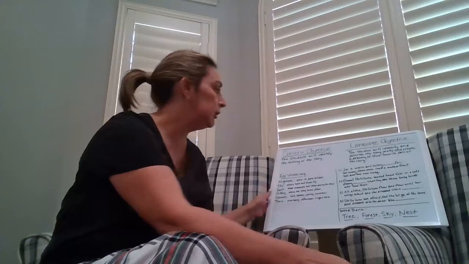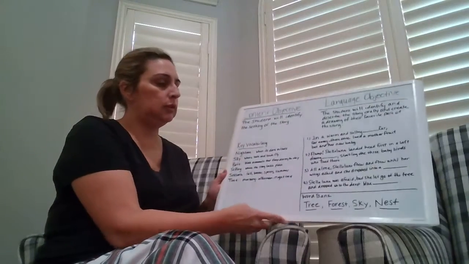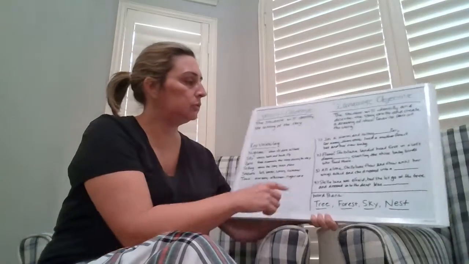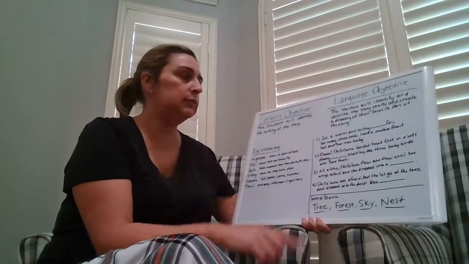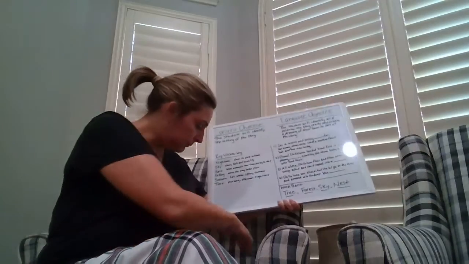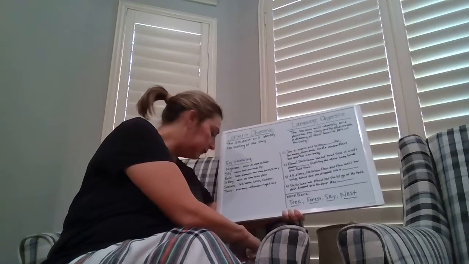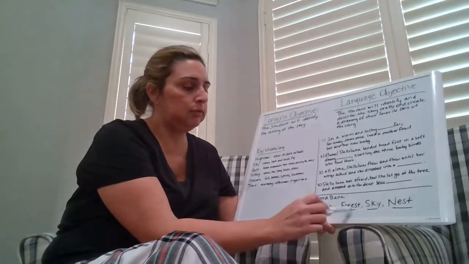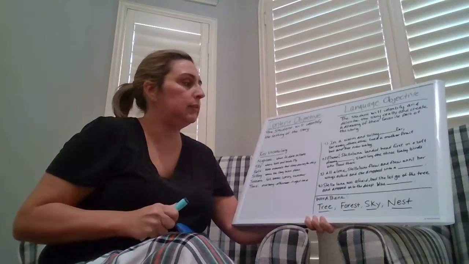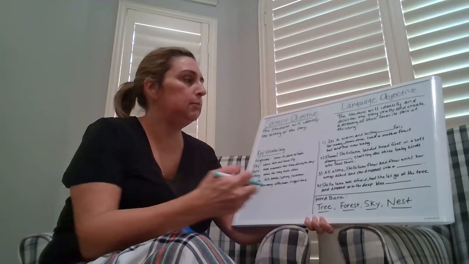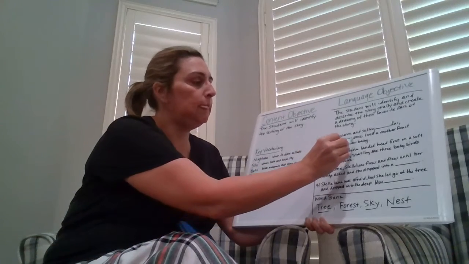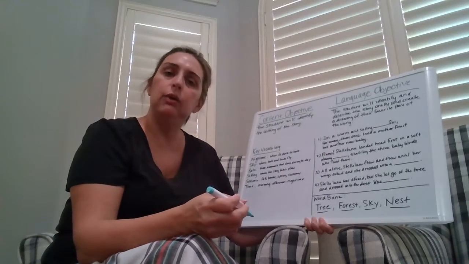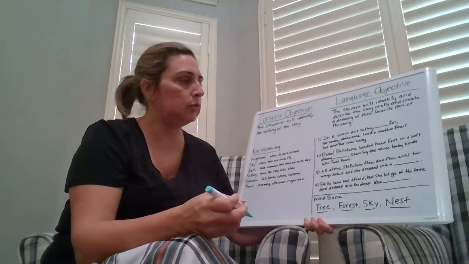Okay, so for the next practice, we're going to have an anchor chart right here, and I'm going to tell y'all some sentences, and you're going to fill in the blank for me. So the first sentence is, here's the word bank. You can use tree, forest, sky, or nest at each blank. So in a warm and sultry blank, far, far away, there once lived a mother fruit bat and her new baby. What word are we missing in there?